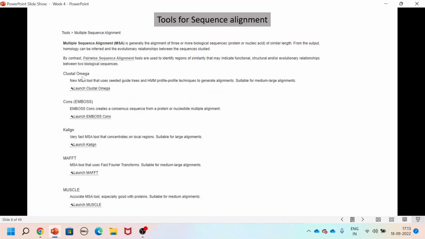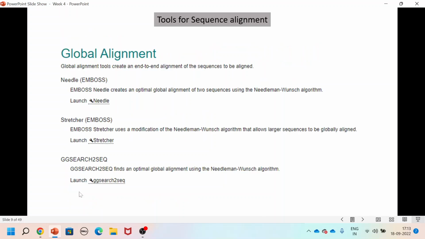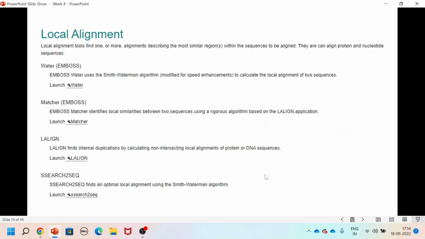For example, we can use Clustal Omega. We can use tools like COBALT. We can use Kalign. We can use MAFFT, or we can use tools like MUSCLE. Similarly, for global alignment, which is based on the Needleman-Wunsch algorithm, we can use tools like the Needle tool, or we can use Stretcher, or various other tools which are based on the Needleman-Wunsch algorithm.